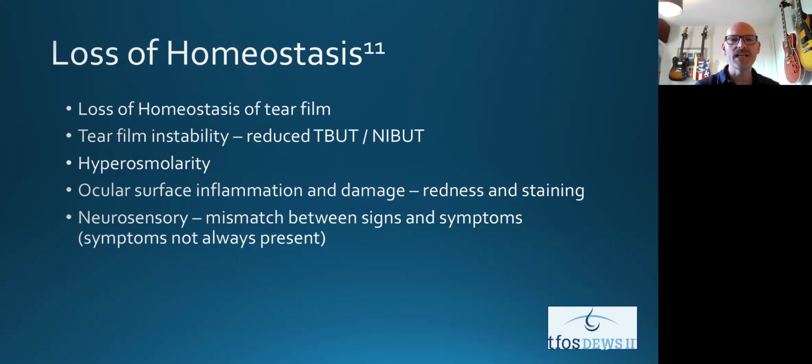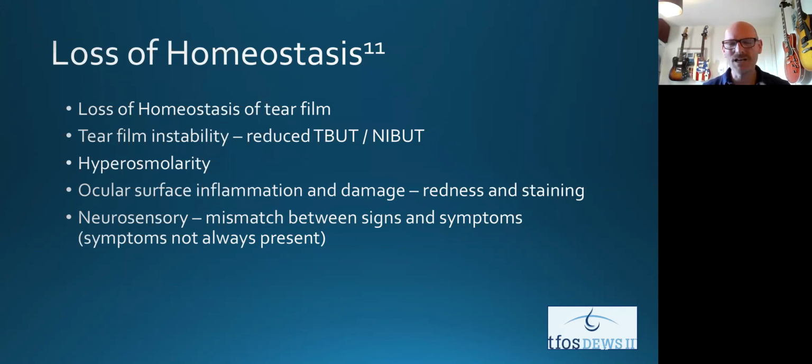Well, tear film instability. This is actually a list of our signs and symptoms. This is how we're going to dig into this problem and establish what's going on in practice. So tear film instability, we're going to see reduced tear breakup time or non-invasive breakup time. We see hyperosmolarity. We're going to see an increase in saltiness of the tears. And we see some ocular surface inflammation and damage. So we might see some redness, we'll see some staining. And then we might get some neurosensory factors at play here as well.